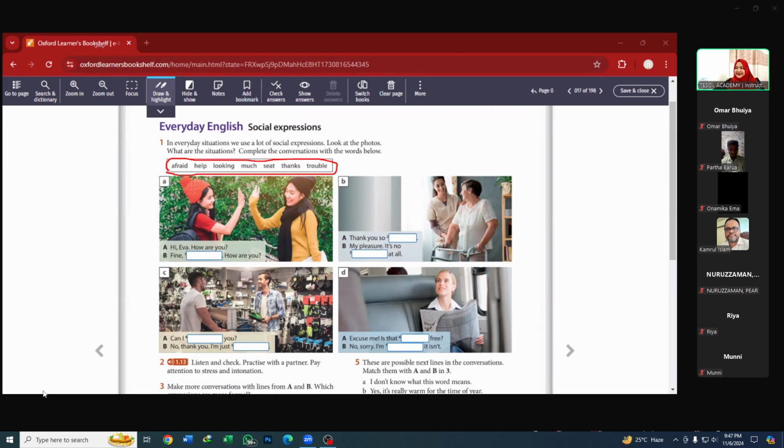Okay, done everyone? Okay, let's start. So in the first picture, we have two people, A and B, who are meeting and greeting each other. Let's see what the answers will be. So the first dialogue by A is, "Hi Eva, how are you?" So the second person, that is B, is saying, "Mr. Kamrul, could you give me the answer of picture A? Fine dash, how are you?" What will be the answer here? Mr. Kamrul?